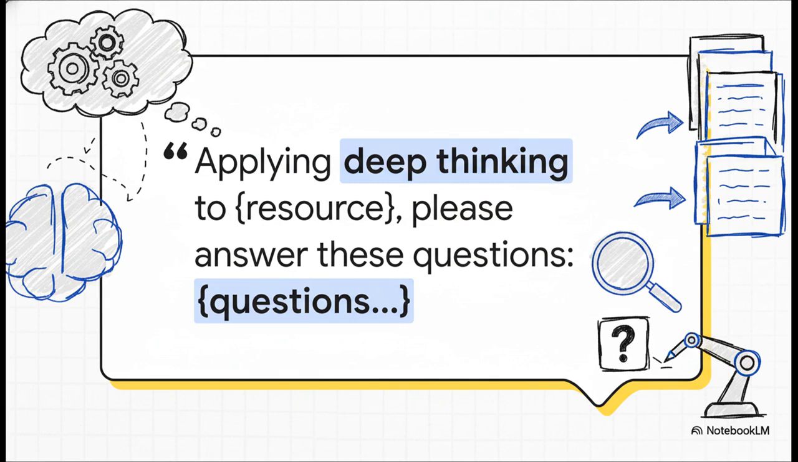Now, this is the secret sauce right here. It's all about the prompt structure. Take a look at how specific this is. You're not just saying, hey, summarize this. No way. You're telling the AI to apply deep thinking and then giving it a very specific set of questions to answer. This is exactly how you guide the AI to create a report that's actually useful.